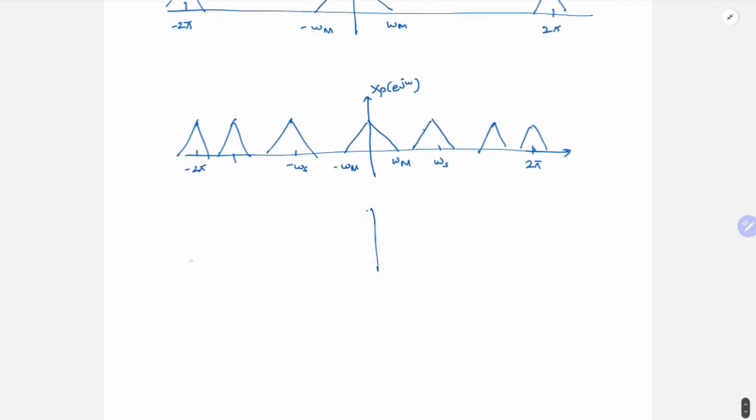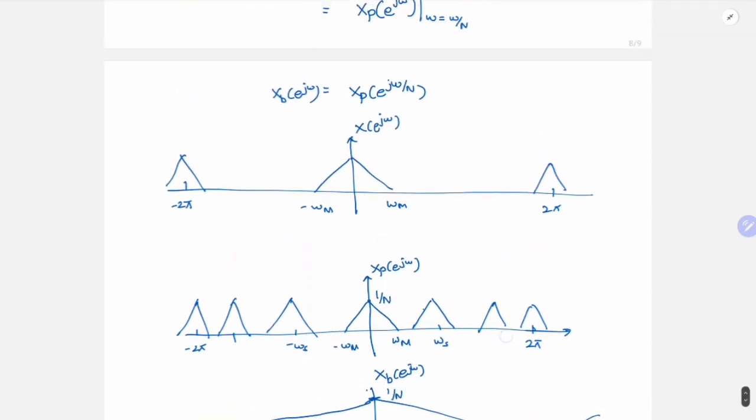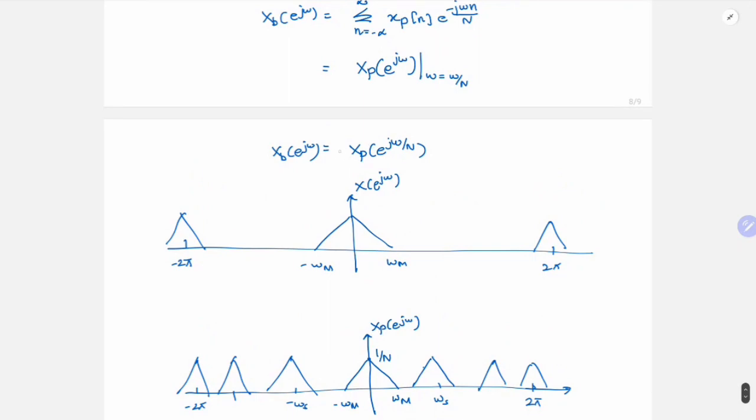So my xb of e power j omega will look like this. 2 pi, minus 2 pi, and this side also you will have this, and this will be n times omega m, and this will be minus n times omega m, and this factor is anyway 1 by n. So that is going to hold because there is no difference in the amplitude scaling.